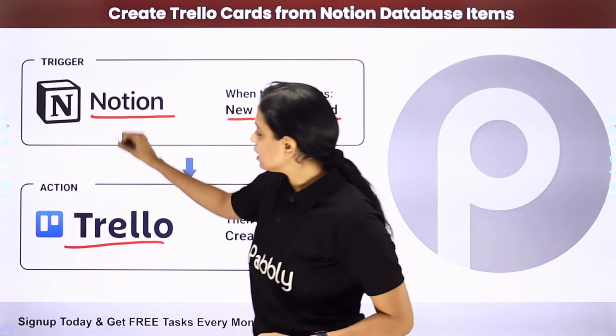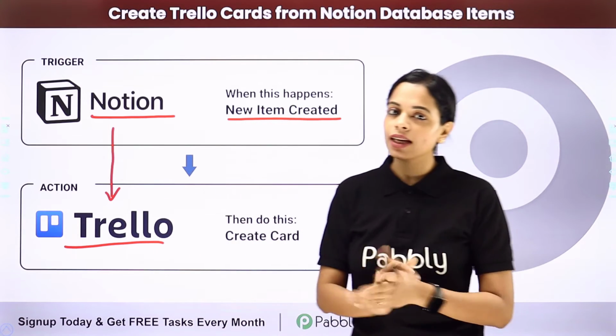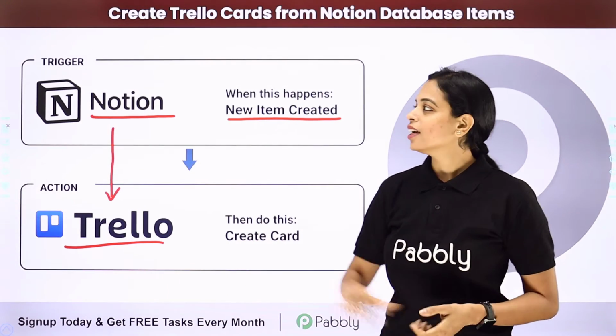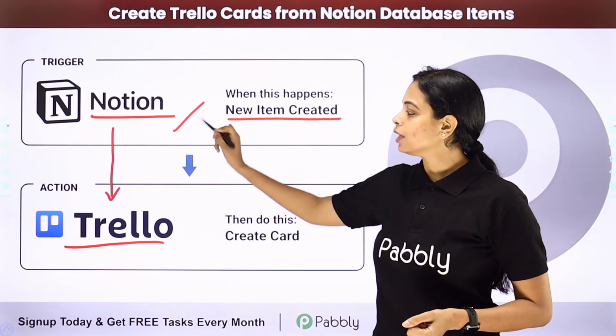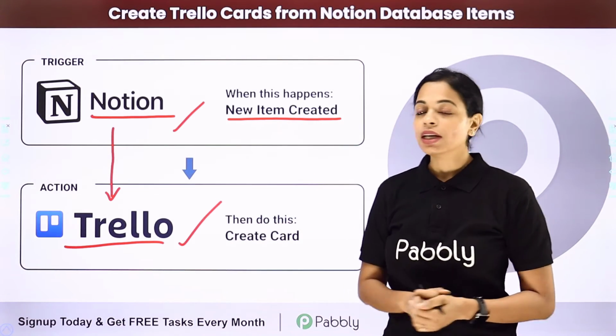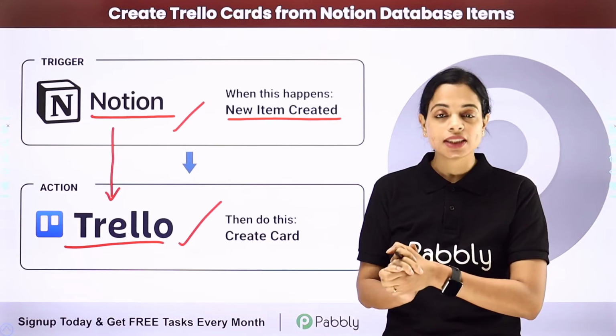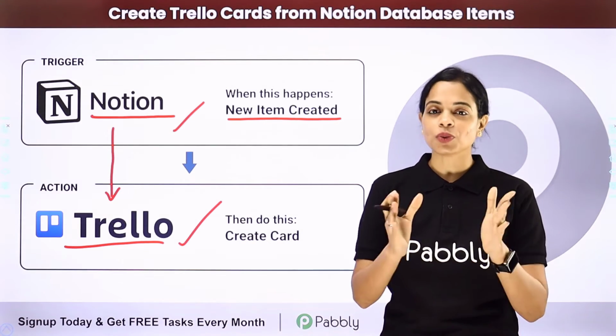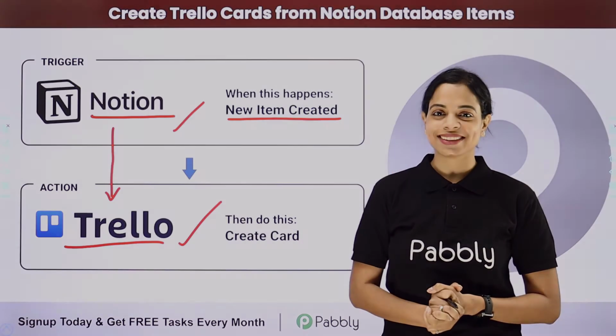For this you will have to integrate the two applications, and the same thing can be done using Pabbly Connect software. Here your trigger application would be Notion and your action application would be Trello. Now how can you integrate and automate this entire process yourself? To understand that, let me take you to my screen.